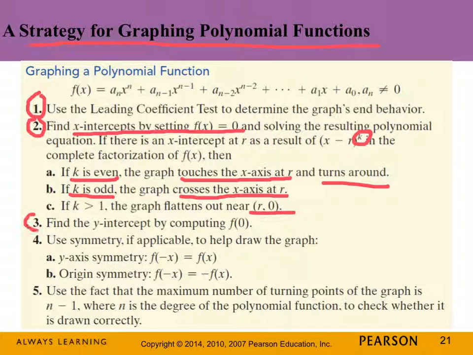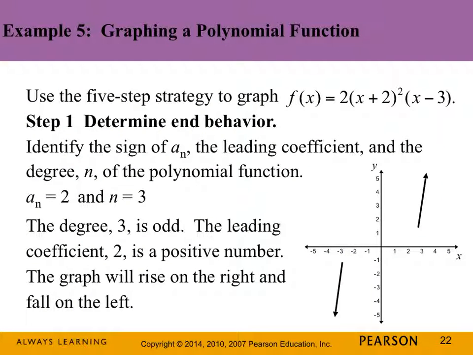Step 3, figure out what the y-intercept is by finding f of 0. In other words, substitute in 0 for x. The fourth step, use what you know about symmetry to help you draw the graph. And then finally, to figure out how many turns it makes, you take the degree, you subtract 1, and that gives you the number of turns. Okay, so example 5, we're going to try to go through all 5 steps and graph a polynomial function.